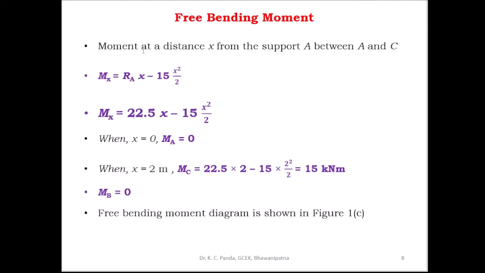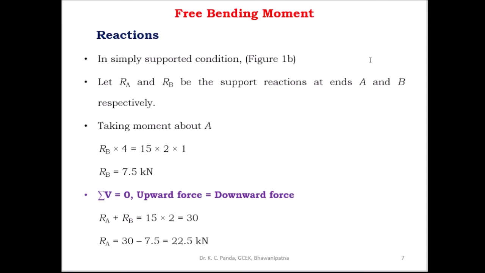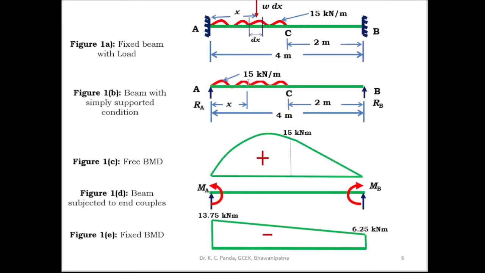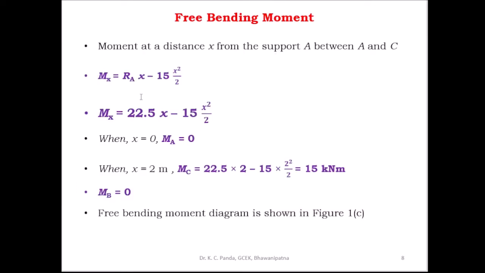So you have to find the moment at a distance x from the support A, between A and C. The moment at a distance x from the support A is equal to RA into x minus 15 into x square by 2. But you know RA is equal to 22.5. So Mx is equal to 22.5x minus 15 x square by 2.